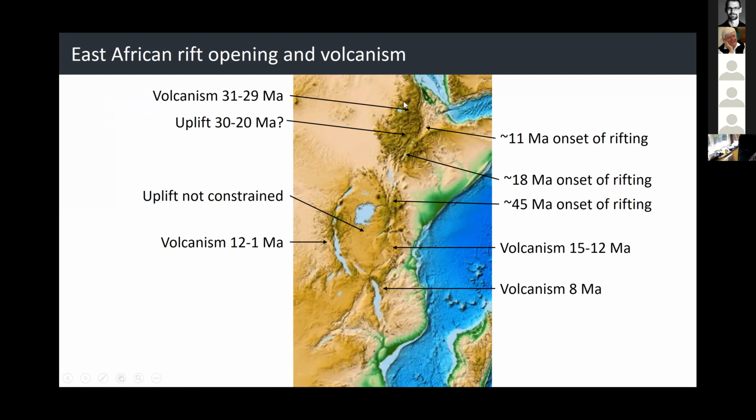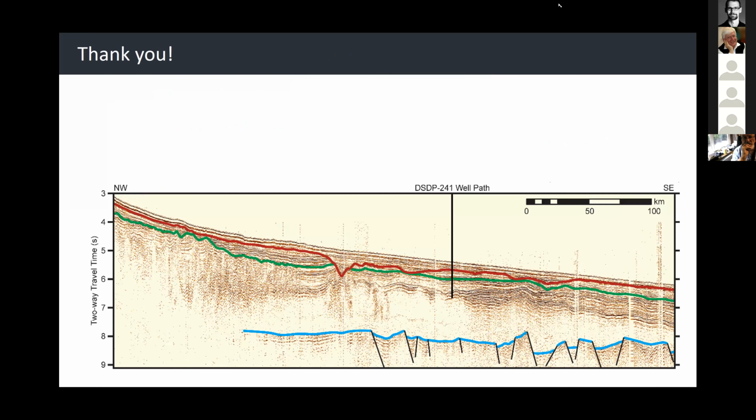However, if you look at the northern portion of the rift zone, we have volcanism dated at about 30 million years ago, and we have poorly constrained uplift estimated between about 30 and 20 million years ago. These are ages that are very close to our estimate of Afar plume arrival. So we think that they are closely related. Much later onsets of rifting and volcanism seem difficult to relate to the Afar mantle plume arrival around 25 million years ago. And that is all that I had for you today. So thank you very much.